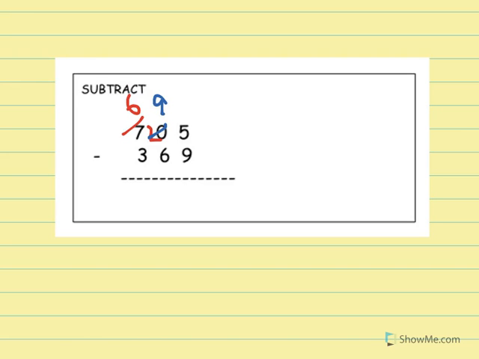Now I have 9 tens. I bring that 10 over, and now I have 15 ones. 15 take away 9 is 6. 9 take away 6 is 3, and 6 take away 3 is 3. So my difference is 336.